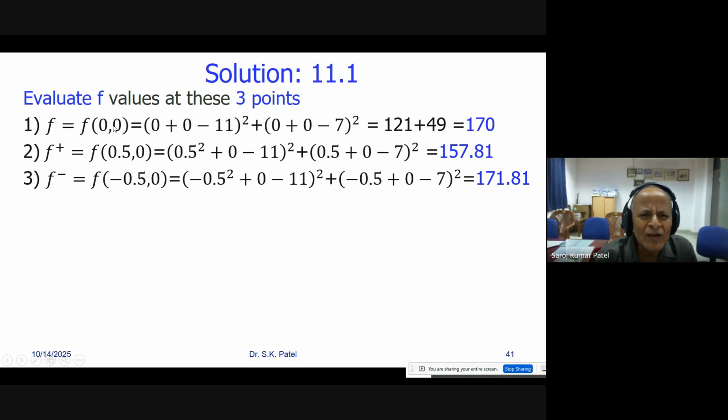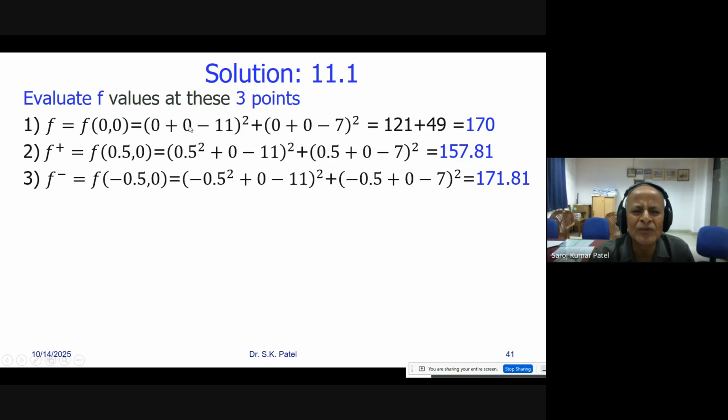So see here, for all these 3 points, x2 is 0, 0, 0. We are changing only x1 value. So x1 0 is the current point. x1 0.5 is the ahead point, forward point, and x1 minus 0.5 is the behind point. That is, so at these 3 points, find out the value of f, the Himmelblau function.